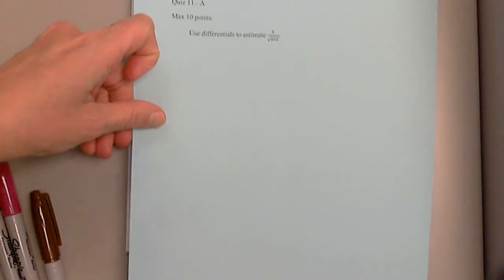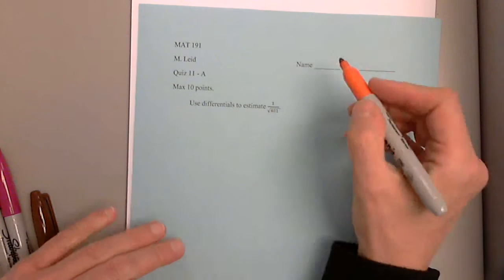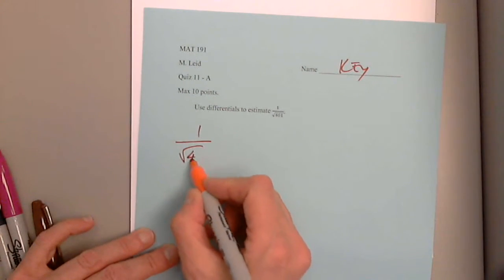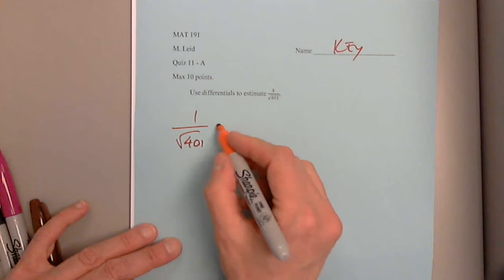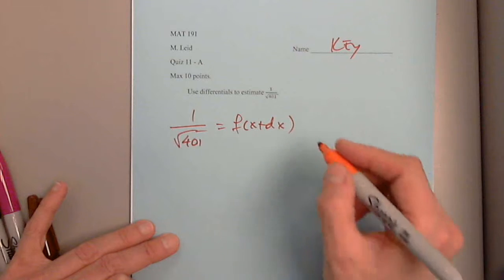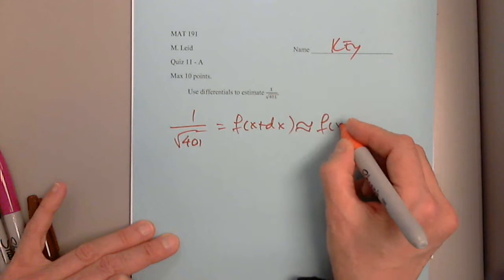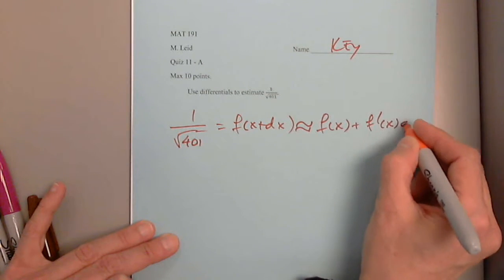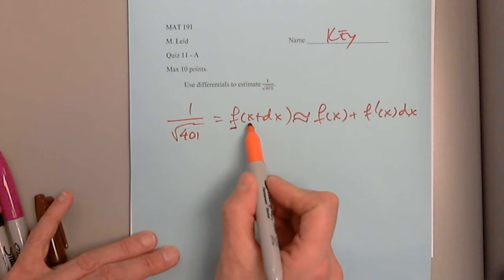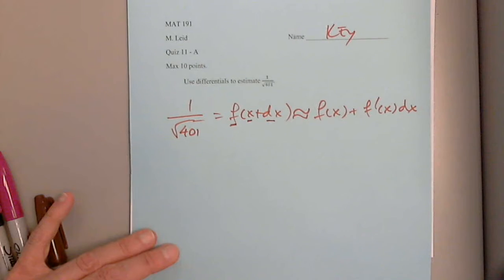Okay, so let's take a look at the other one. So for this one, we have 1 divided by the square root of 401, which we know is f of x plus dx. But we know that this is approximately f of x plus f prime of x dx. We have to identify three pieces, f, x, and dx.